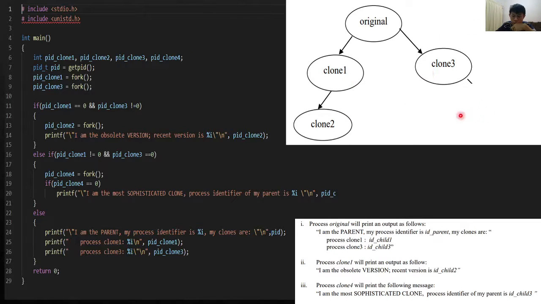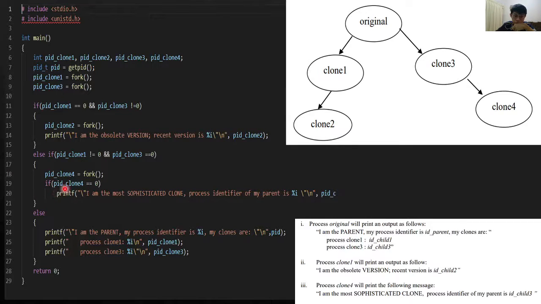For the right hand side, we will do the same thing. Since we want to create a clone 4 process from clone 3, we will do the conditional checking again. If clone 1 process is not child and clone 3 is child, then we will create a clone 4 process by forking it from clone 3. But since the output is a bit special, we will only print the output when clone 4 is in the child process. So we will do a checking again at line 19.